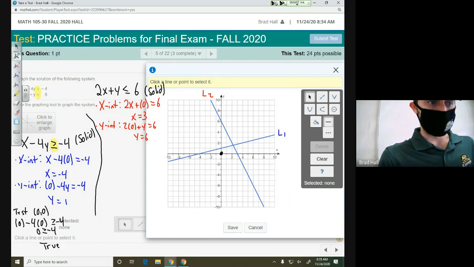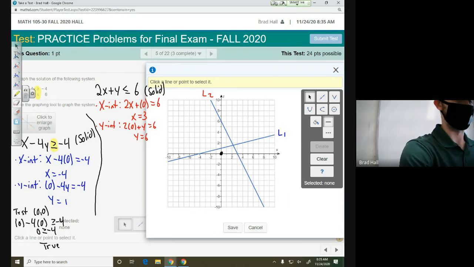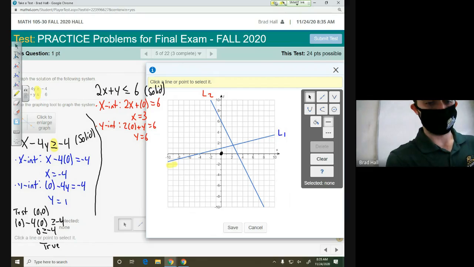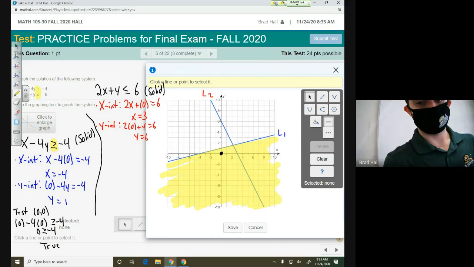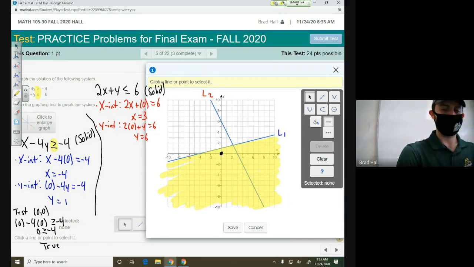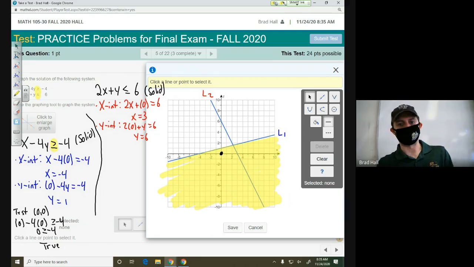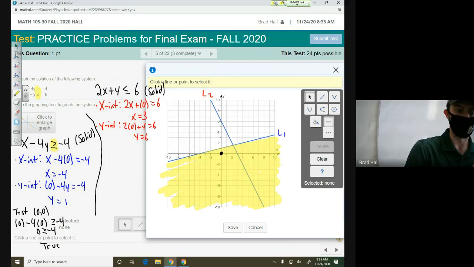So for the blue line, we have a true statement, which means we need to shade on the side of the origin. So far, this is what we have. This is what we have now. But that's broken up into two regions, either to the left or to the right of the red line, which is L2. We need to test that one as well.